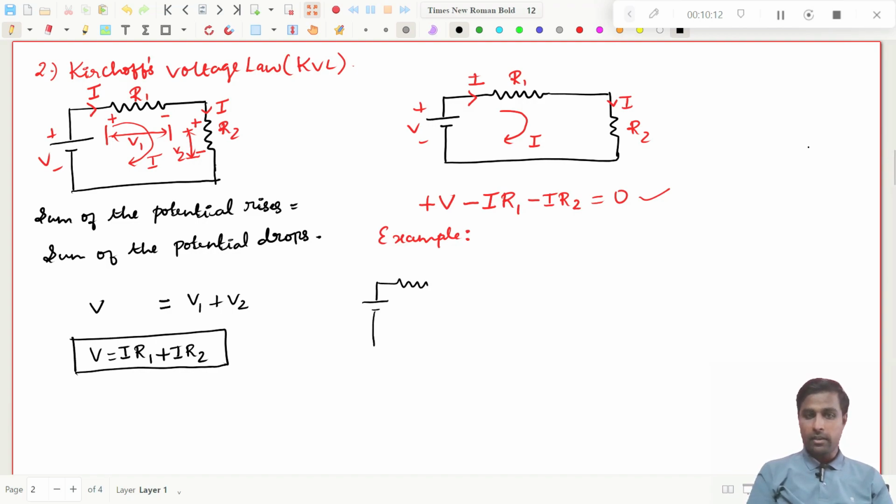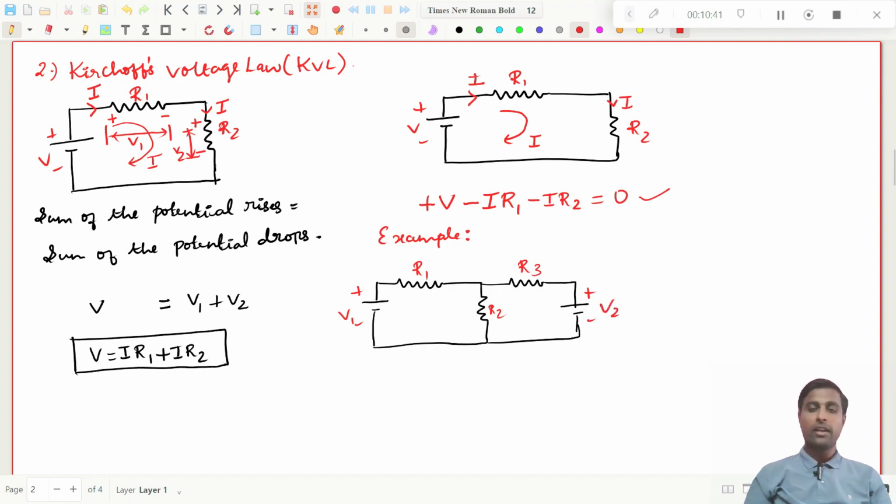Now you see I will draw like this. With the two loops, I have drawn a circuit like this, and we will assume this is plus minus V1, this is R1, this is R2, this is R3, then this will be plus minus V2, right? So now this is the circuit we have taken.